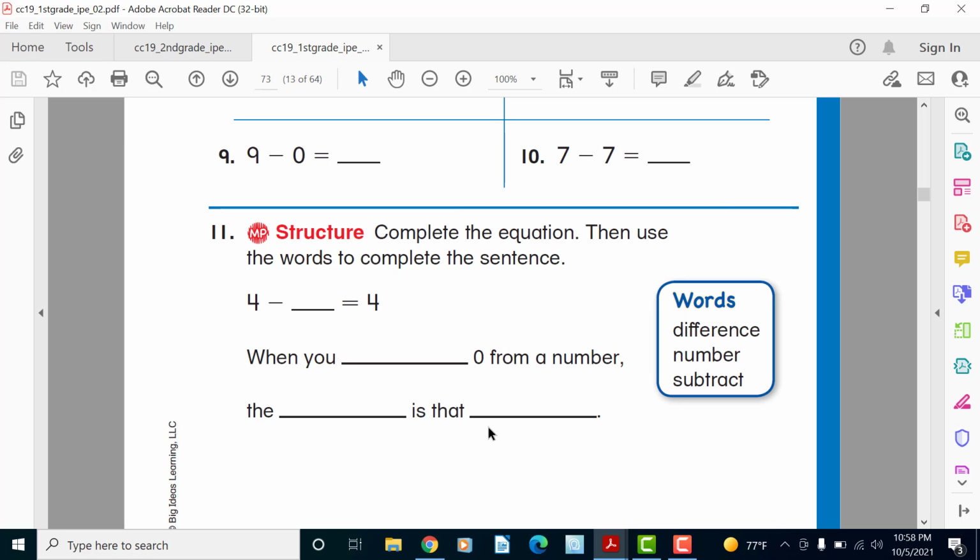So what I would say is try out different things and see what makes sense. Could you put difference here? When you difference 0 from a number, does that make sense? Could you put number here? When you number 0 from a number, does that make sense? Could you put subtract here? When you subtract 0 from a number? So try out different words, see what you can figure out there.